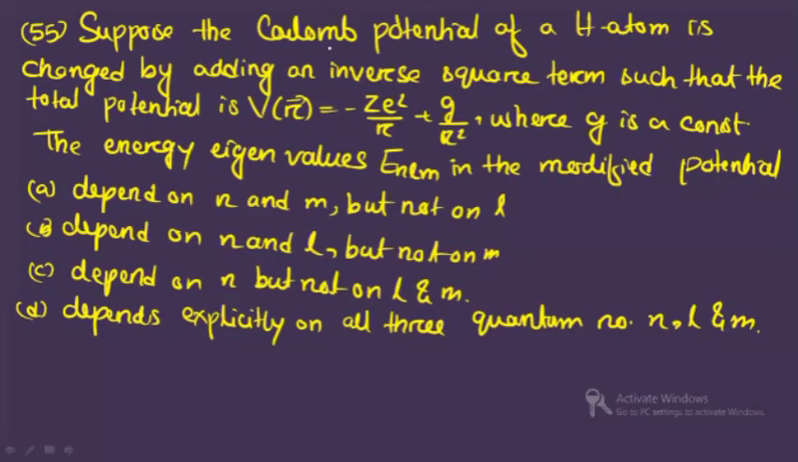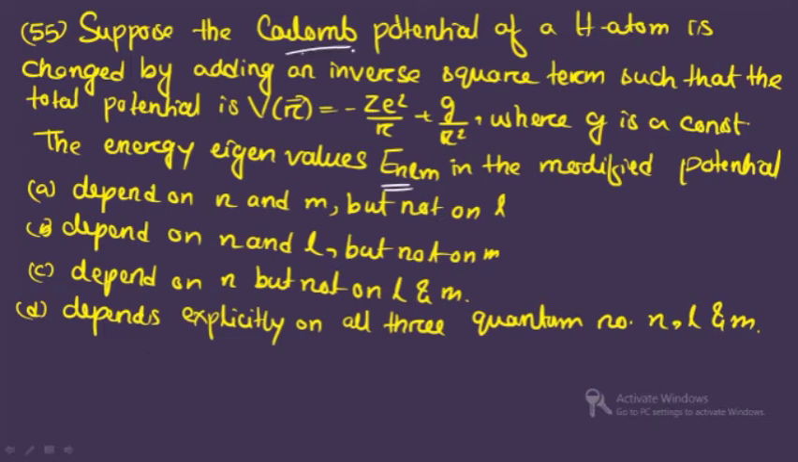Here it is said, suppose the Coulomb potential of a hydrogen atom is changed by adding an inverse square term such that the total potential is V(r) = -Ze²/r + G/r², where G is a constant. The energy eigenvalues E_nlm in the modified potential will depend on n and m but not on l. It is said it is depending on n and l but not on m. Third is depending on n but not on l and m, and the fourth is that it will depend explicitly on all three, n, l and m.